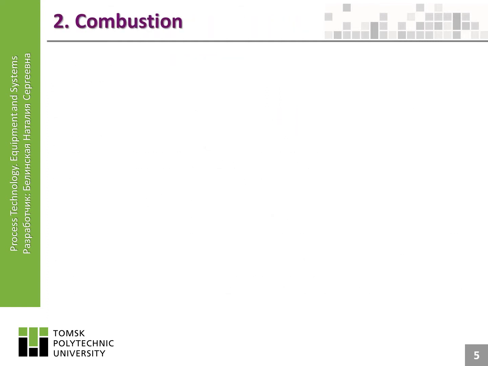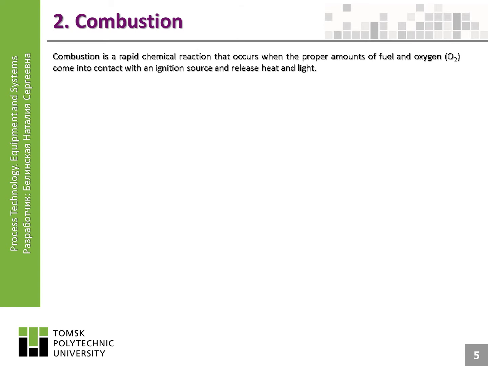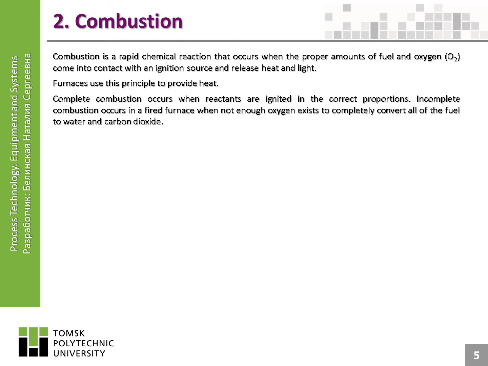Combustion. Combustion is a rapid chemical reaction that occurs when the proper amounts of fuel and oxygen come into contact with an ignition source and release heat and light. Furnaces use this principle to provide heat. Complete combustion occurs when reactants are ignited in the correct proportions.